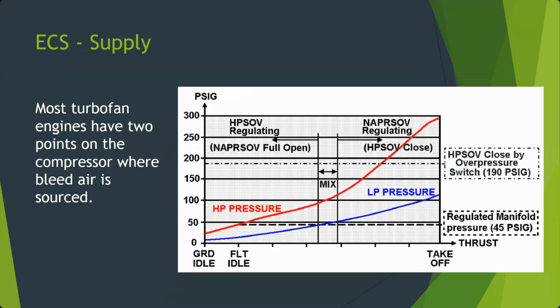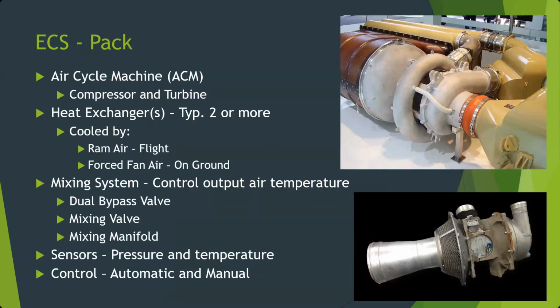Okay. So we're going to have that to try to maintain. Ideally, we're going to maintain that 45 PSI in the pneumatic bleed system to run our packs, to run pressurization, to run anti-ice and such. Okay. If we look at the pack itself, then we take this air and we're going to run it through the pack in order to create room temperature air.